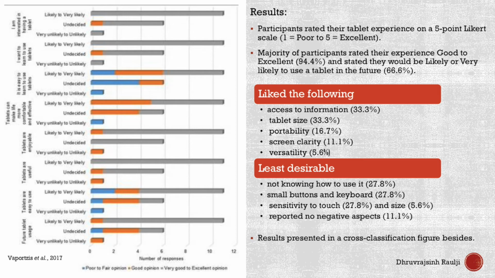The least desirable things include not knowing how to use it, which was for 27.8%, the same amount for small buttons and keyboards, and the same for sensitivity to touch. Sensitivity to size include 5.6%, and 11.1% reported no negative aspects whatsoever. The same results are presented in a cross-classification figure beside, where blue color indicates poor to fair opinion, orange indicates good opinion, and gray represents very good to excellent opinions.